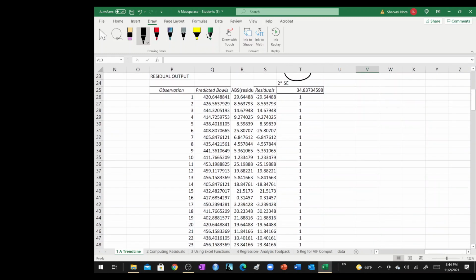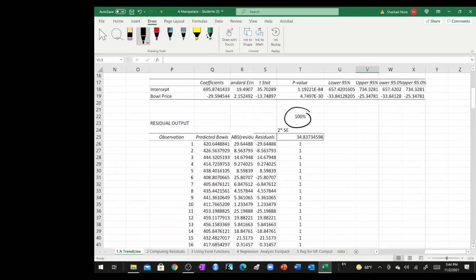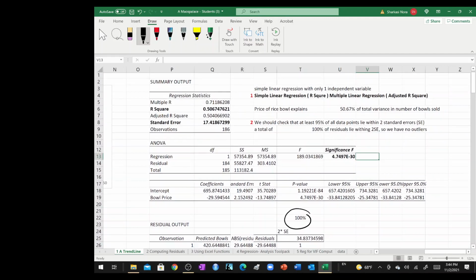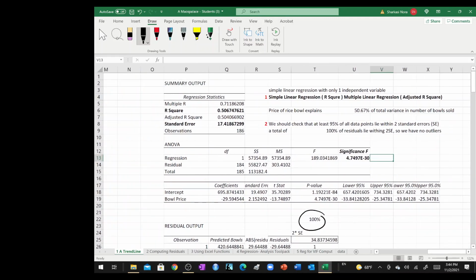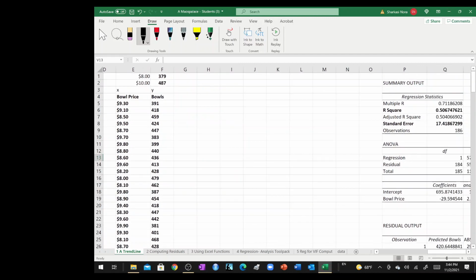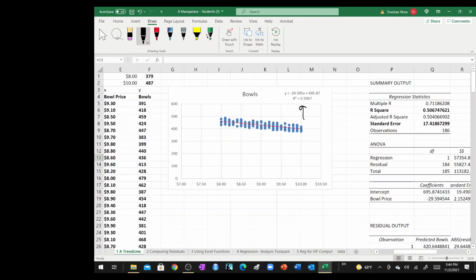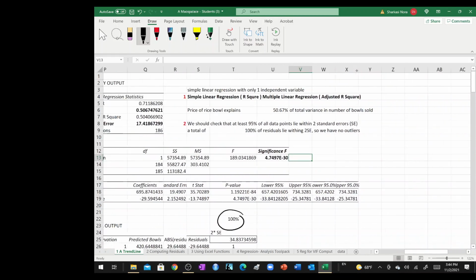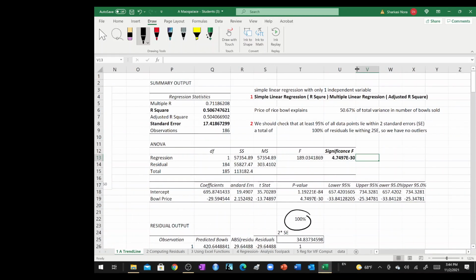All right, very good. So now all the data is within two standard errors. We don't have any outliers that can pull this line up or bring it down. Everything is okay. There is no inflation here and there. Now we go to step number 3.